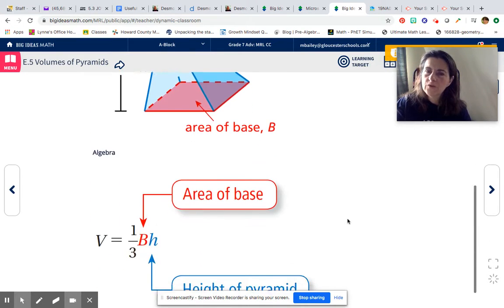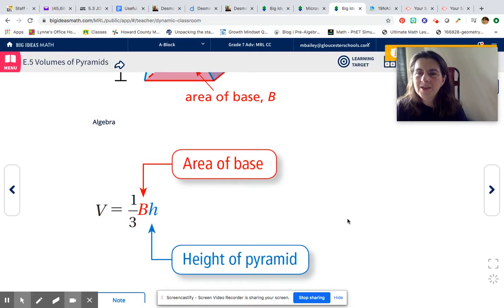So let's look at the formula written out in math words. So you'll have V for the volume is equal to 1/3 times capital B, which signifies the area of a base. A little letter b is the length of the base of a triangle, but the capital letter B means the area of the base of a figure, times the height of the pyramid, which you will remember is perpendicular to the base.